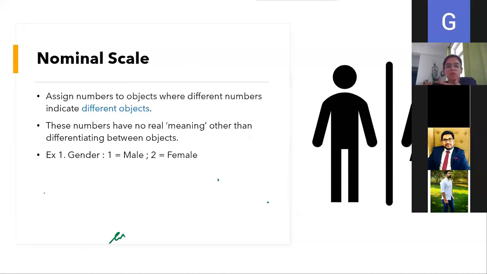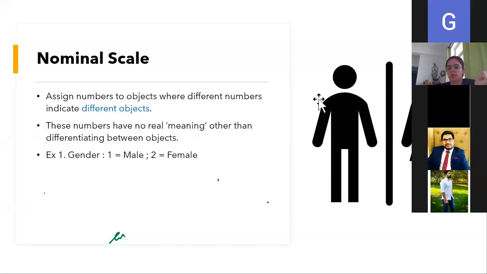Okay, so nominal is when you are assigning numbers to objects, where different numbers indicate different objects. Say male and female: you are assigning 1 to male and 2 to female. But these numbers don't mean anything. It is not that males are any better than females or females are any better than males. These are just for identification. As long as all males get the same number, here 1, and all females get the same number, 2, you are creating a distinction.